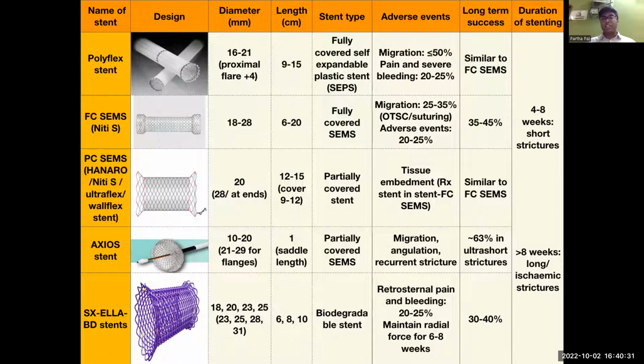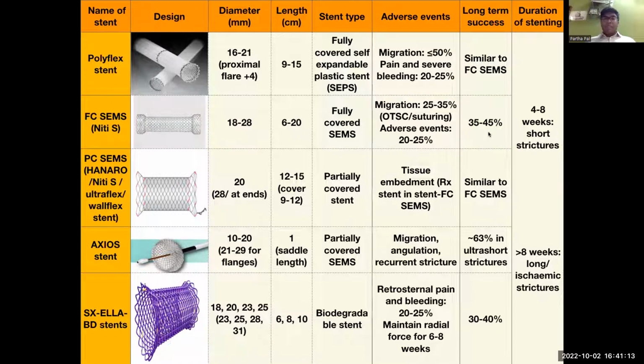As you can see, the response rate is around 63% for ultra-short strictures, whereas clinical success for fully covered stents is 35 to 45%, whereas for the biodegradable stent, one available stent is the SX-ELLA biodegradable stent, whose long-term efficacy is 30 to 40%. As has already been discussed, if the stricture is ischemic or long, then you have to put it for more than eight weeks. But the ESGE guidelines say that the stent should not be kept for more than 12 weeks to prevent tissue embedment. And for strictures due to inflammatory bowel disease, usually most of the studies have used it up to 4 weeks only.